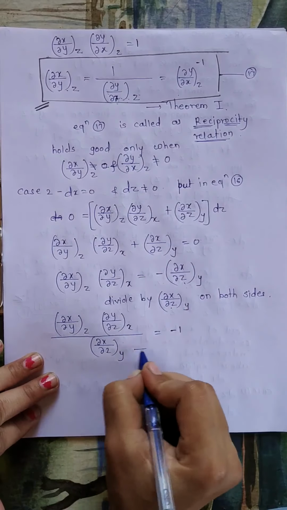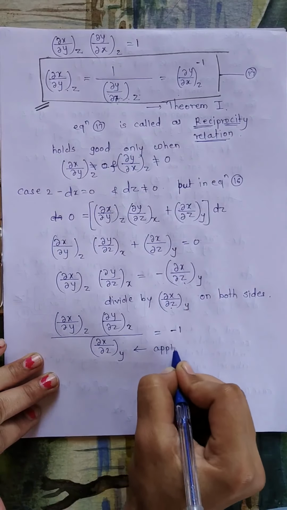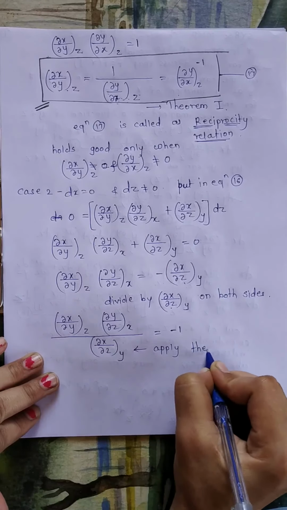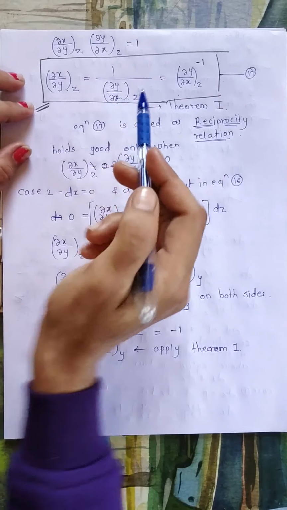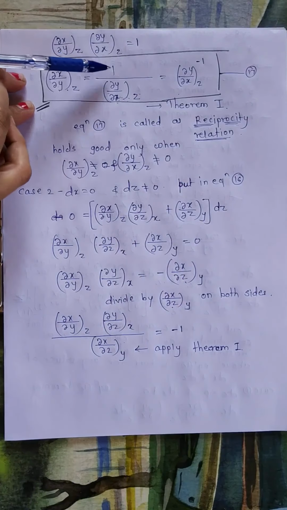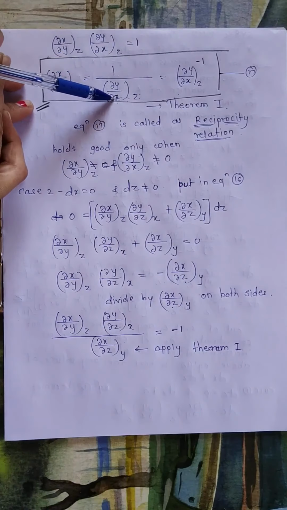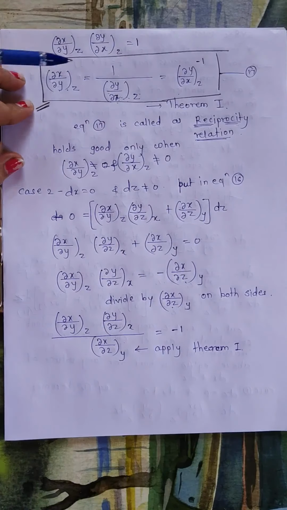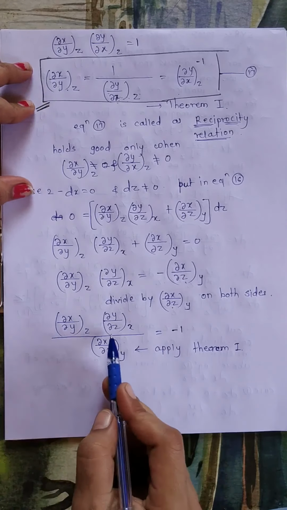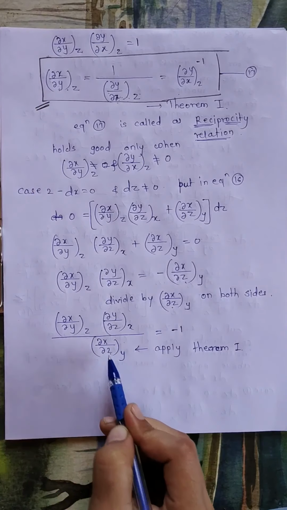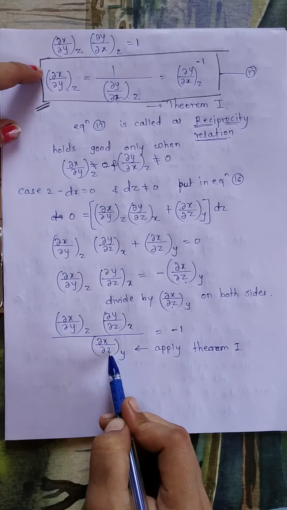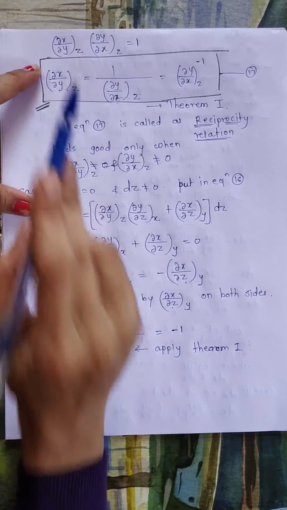Now here if we apply theorem 1, what will we get? Just observe it. According to theorem 1, 1 upon ∂y/∂x can be written as ∂x/∂y. So this is theorem 1. So here we have 1 upon ∂x/∂z, and this I can write as ∂z/∂x according to theorem 1.